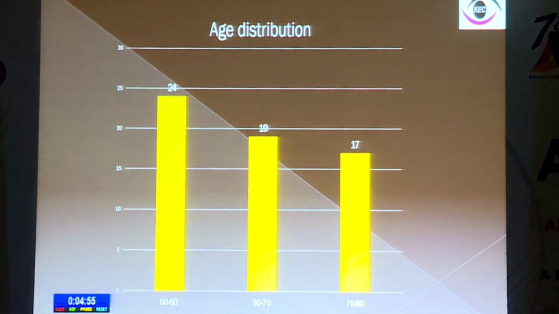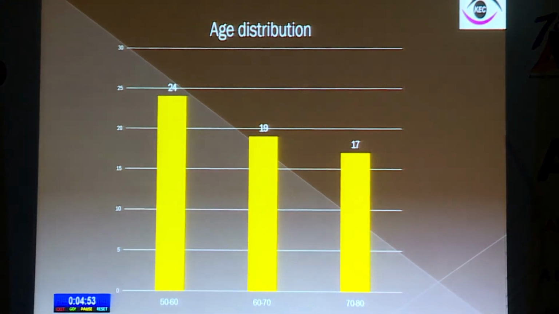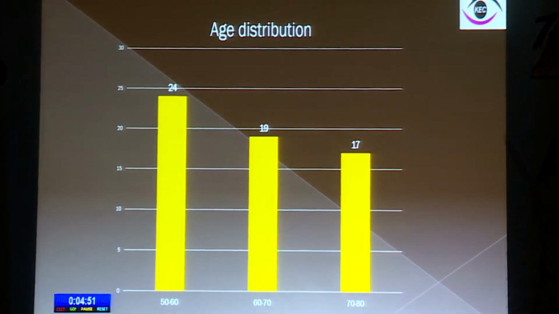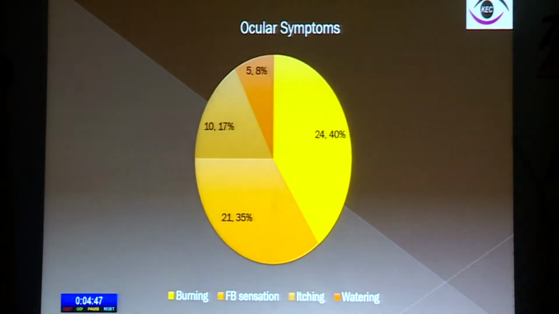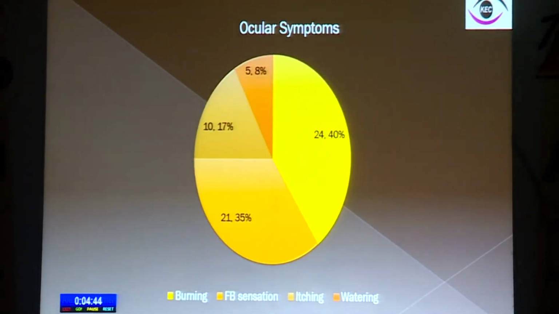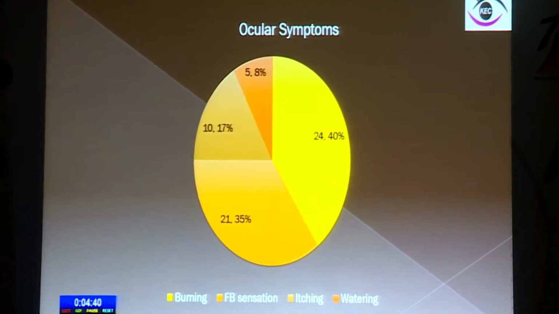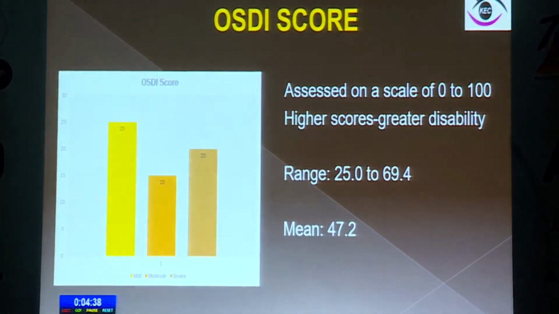This was the age group, majority between 50 to 60, and up to 80 age group was included in the study. Most of the patients presented with burning, foreign body sensation, and itching was seen in some amount of patients, and reflex tearing in 5.8% of the patients.